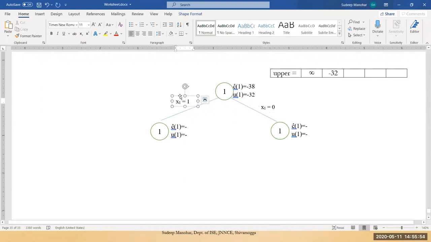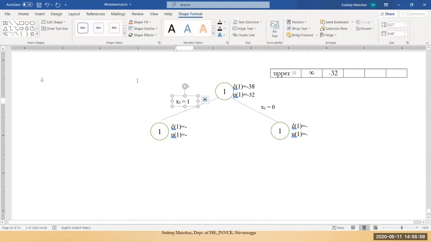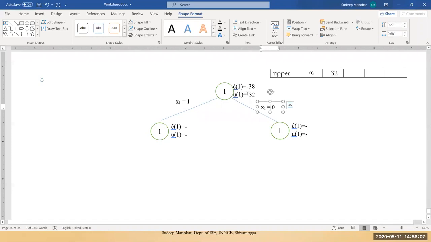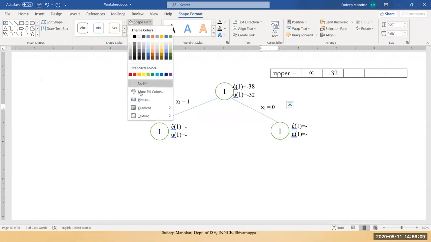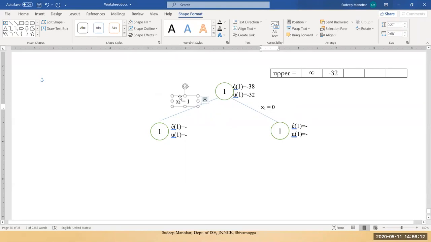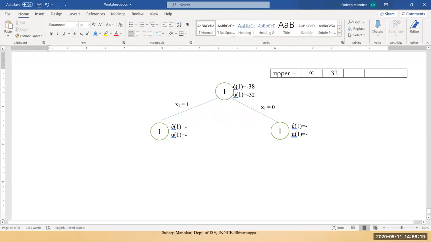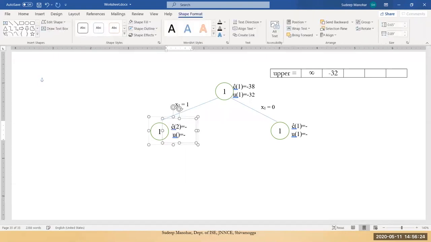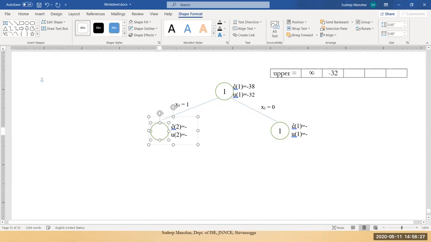So what does x1 is equal to 1 and x1 is equal to 0 tell us? If x1 is 1, it means that you are supposed to include item number 1. Item number 1 is a compulsion. If x1 is 0, it means that you are not supposed to include item number 1. That is the meaning of this x1. So left is with x1 and right one is without x1. Now with x1, once again you are supposed to calculate u and c. So this is node number 2. This is node number 3.